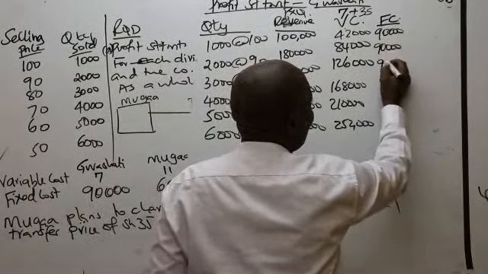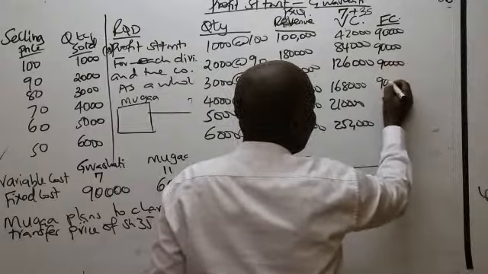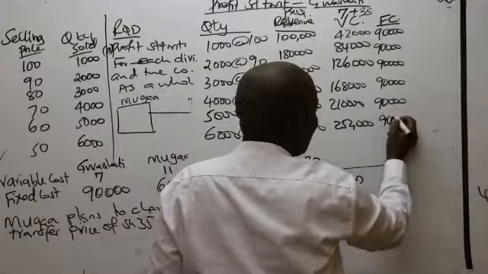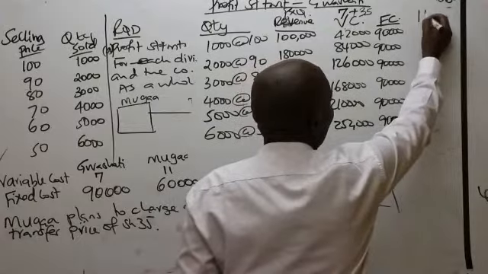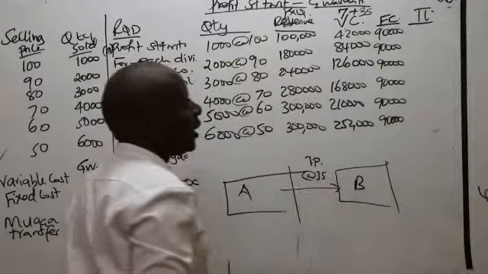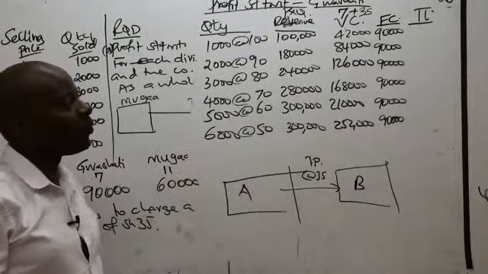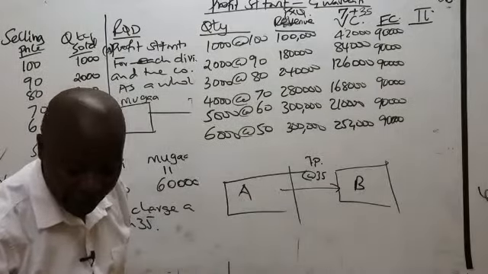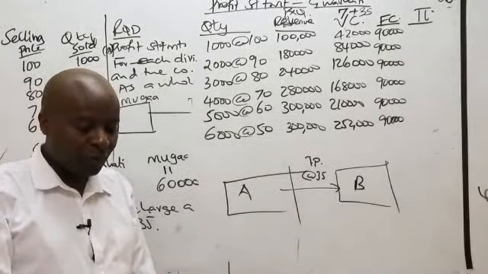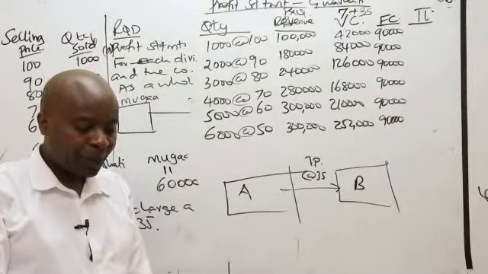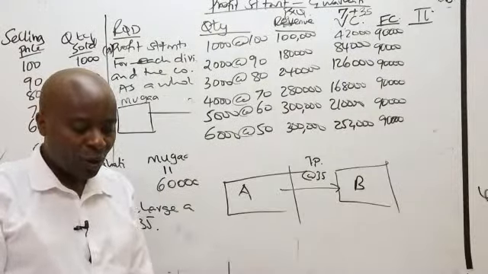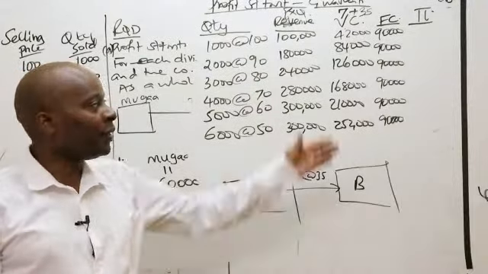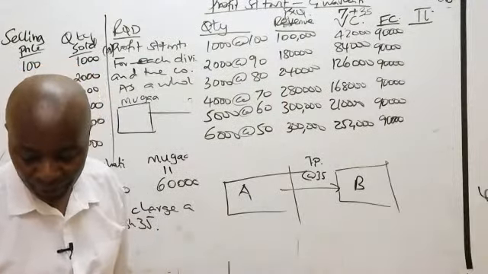Because fixed cost, from the name, it doesn't matter how many units you produce, even if you produce 0, 90,000 will remain. So come and give me a column of profits. Pi does not stand for 22/7. For us here, pi stands for profit. So please give me the profits very fast.